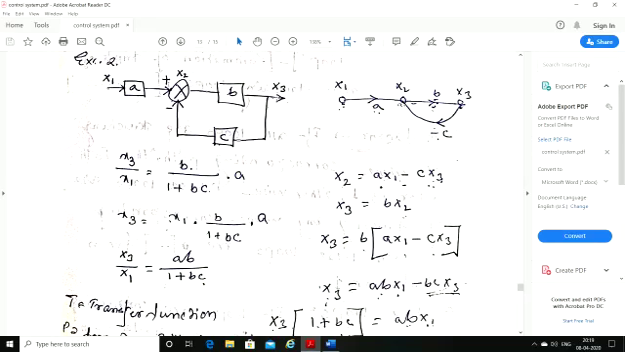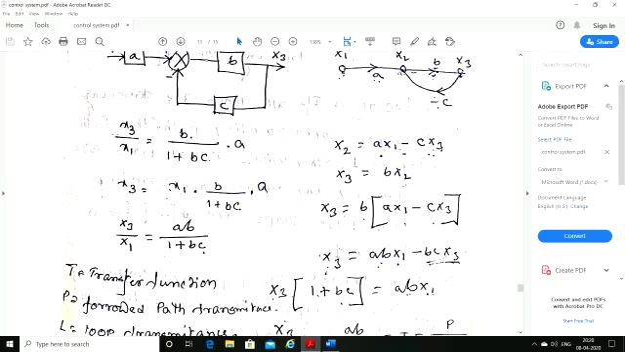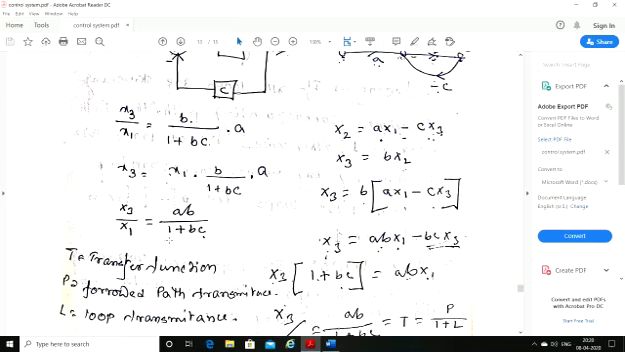So x3 by x1 equals, we know that for a closed loop control system it is solved by gain divided by 1 plus or minus gain into feedback. So we can write b by 1 plus bc, where the plus is because of the negative feedback. We know that for negative feedback it will be positive. So b by 1 plus bc, into this gain a. So x3 equals x1 into ab by 1 plus bc, or x3 by x1 equals ab by 1 plus bc.